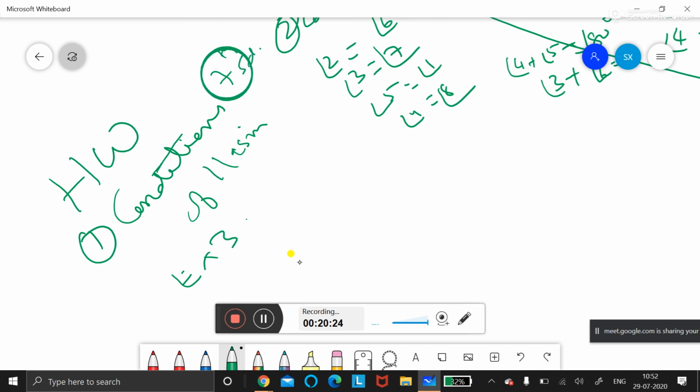Now you come to the 8th standard portion. Exercise 3.3. In sum 10 there is one sum. Then 10, 11, 12 you can try. Use this condition of parallelism and try these 3 sums.